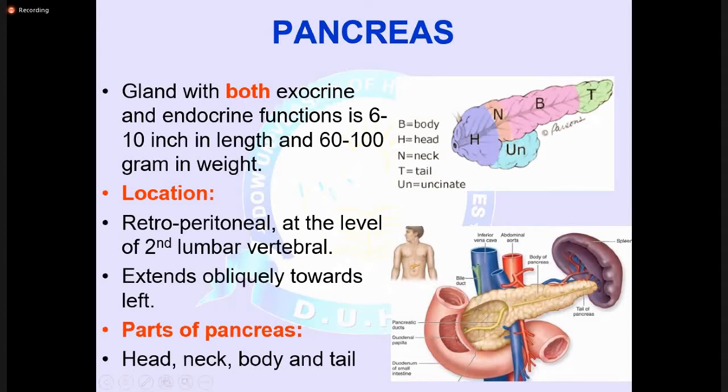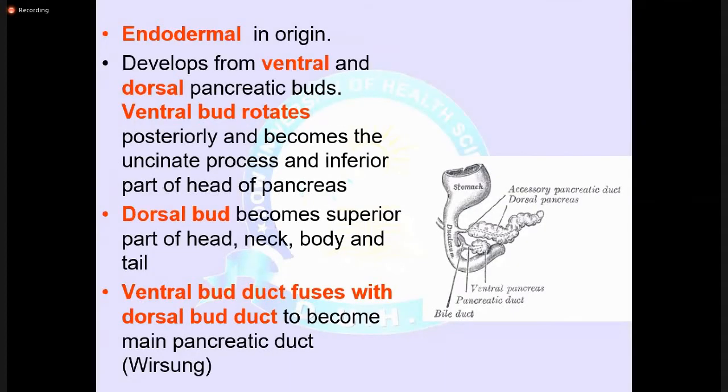It's an endodermal organ, which develops from the ventral and the dorsal pancreatic buds. First you have the origin of the dorsal and ventral pancreatic buds, and then they rotate and fuse, ultimately leading to a single structure known as the pancreas. We are not going to go into the detail of the development of the pancreas at this level.